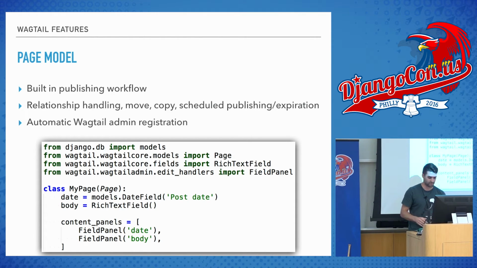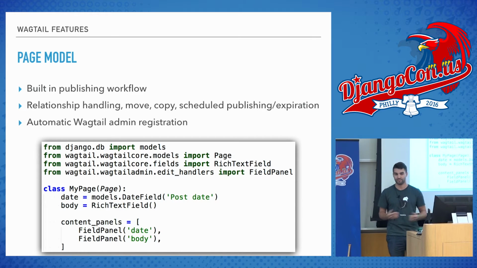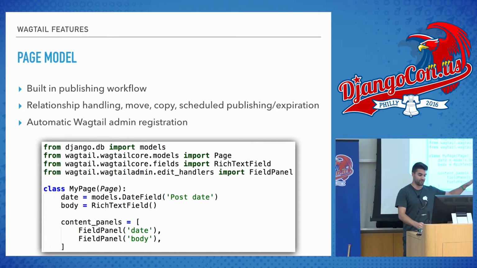So it handles other things like moving the relationship from one parent page to the other, copying the page, scheduling, publishing, so you're not having your content editors wake up at midnight just to publish some press release. And it's got automatic Wagtail admin registration. And I just want to underline Wagtail admin because it's not something that you're automatically registering in your Django admin.